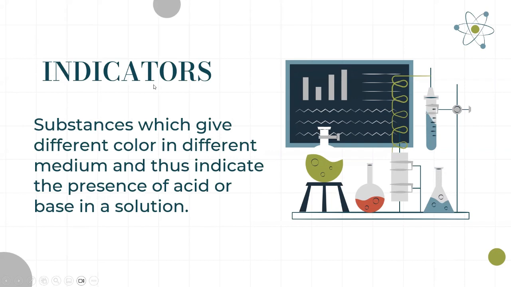So what are indicators? You must have heard of this term, indicators, which are usually used to indicate the presence of an acid or base. The definition is that they are substances which give different colors in different media and thus indicate the presence of acid or base in a solution. We usually talk about indicators which give a change in color, but there are also indicators which differ in smell in the presence of acid or base, and they are called olfactory indicators, which we will come back to later.